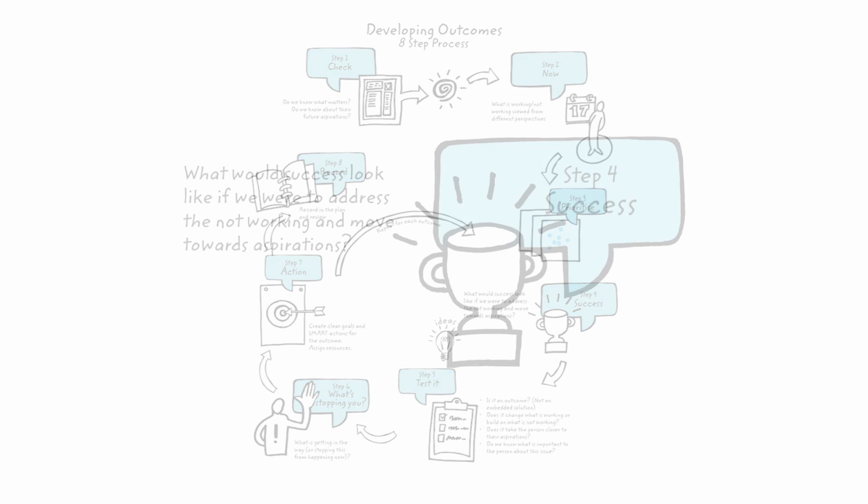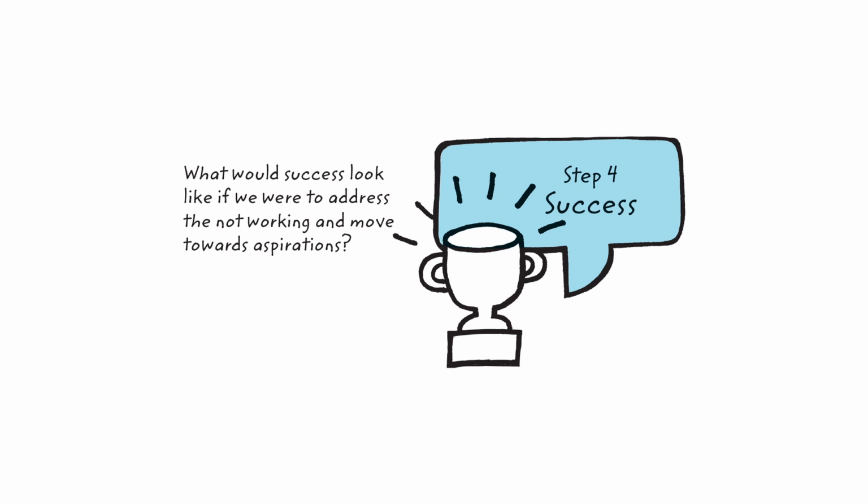Step 4, success. It is important to reach agreement on what success looks like if the thing that is not working is resolved. This step is about being clear of your broad long-term outcomes for each priority area. Back to James and desire for a job. How important is it that the job is a paid one? Would voluntary work be okay? Would a part-time job be acceptable to James?